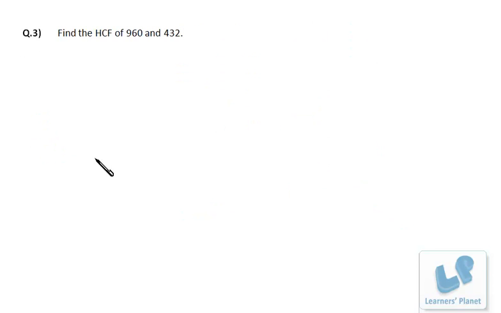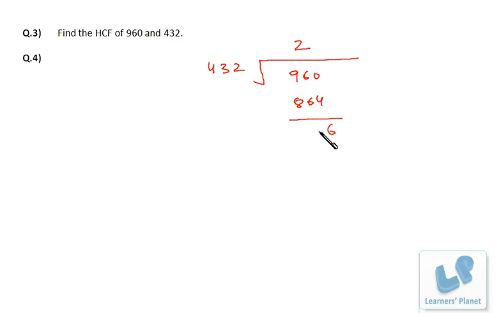Now let's see this question. We have to find the HCF of 960 and 432. Now how do we do that? The bigger number is to be divided by the smaller number. So 432 here and 960. Now 432 2 times are 864. So we are left with 96. Now the remainder is not 0. That means the HCF of 432 and 960 is not 432.